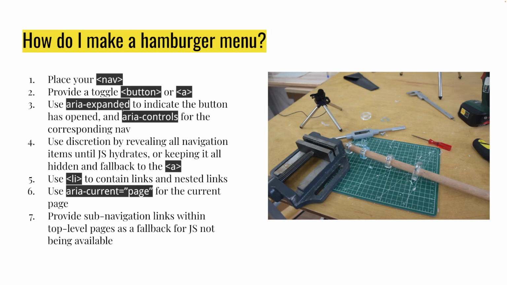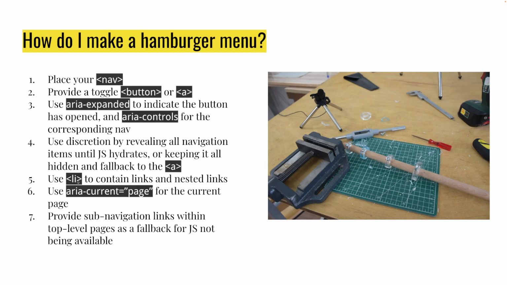3, use ARIA expanded to indicate the button has opened, and ARIA controls for the corresponding navigator. 4, use discretion by revealing all navigation until JS hydrates, or keeping it all hidden and fall back to an anchor. This is highly dependent. This is not a strict guideline. All of this is just a guideline. Sometimes it highly depends on your situation.